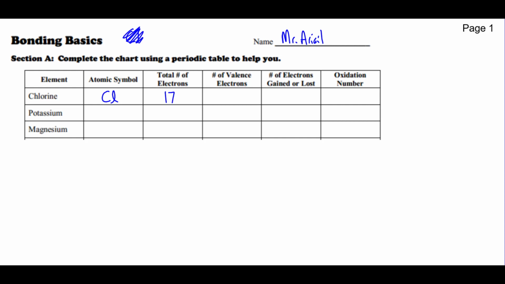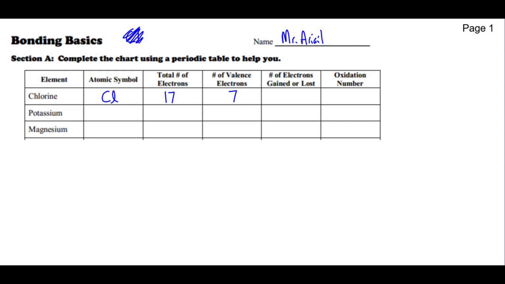Now chlorine is also in group 17. And if you remember the trick that we look at the ones digit of the group number, that'll tell you the number of valence electrons. And so group 17, that ones digit is a 7, and so it has 7 valence electrons.